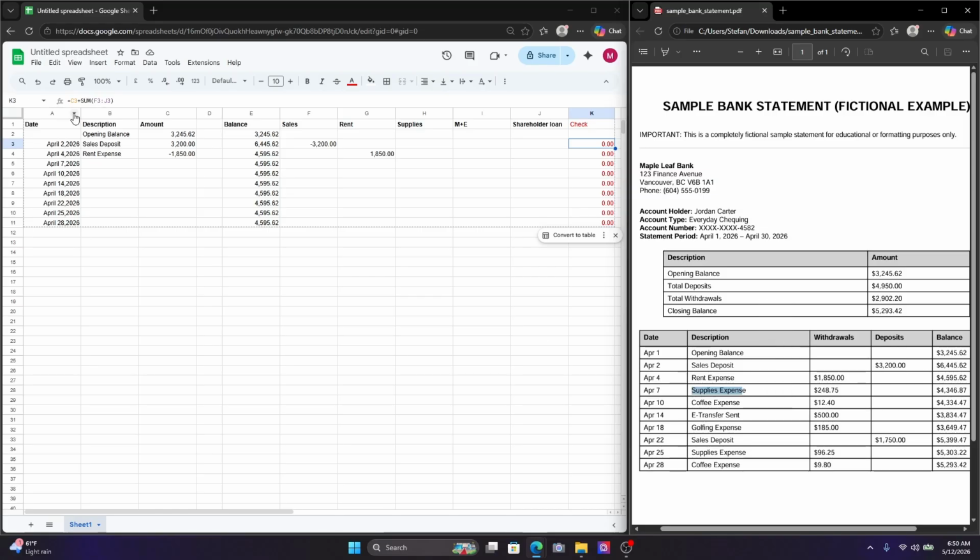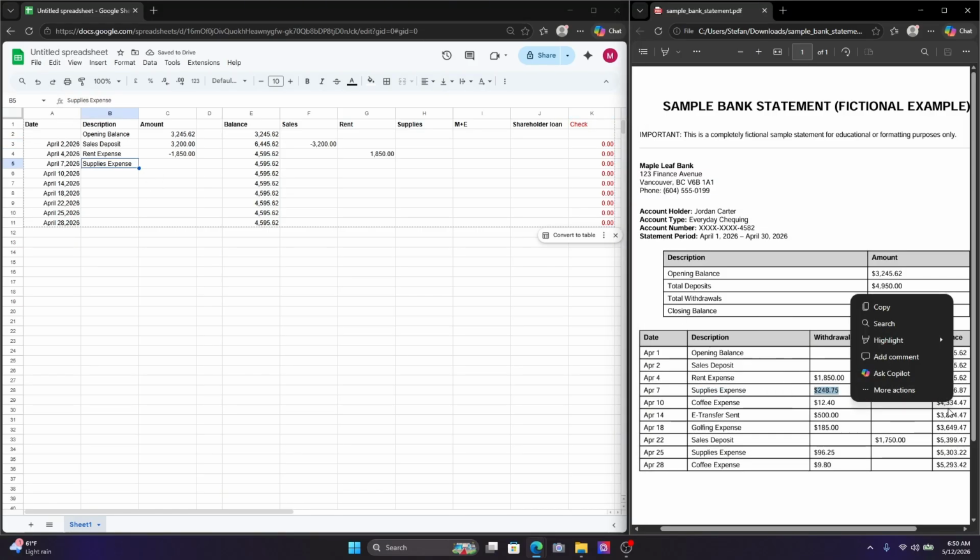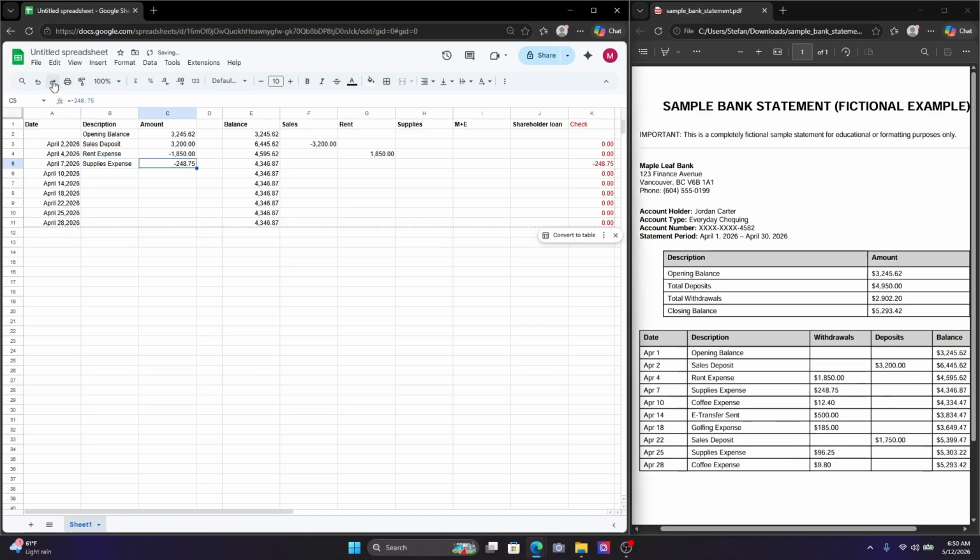You'll go through the next one and write supplies expense. It went down. We paid for supplies. Our bank account went down. It'll be a negative number.